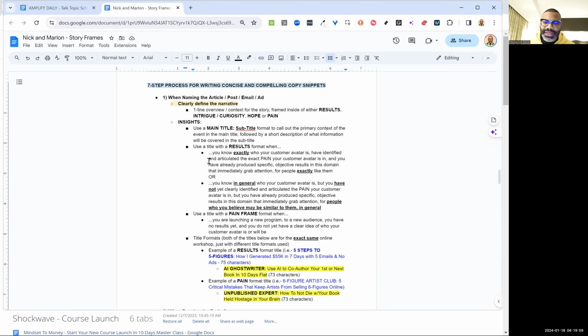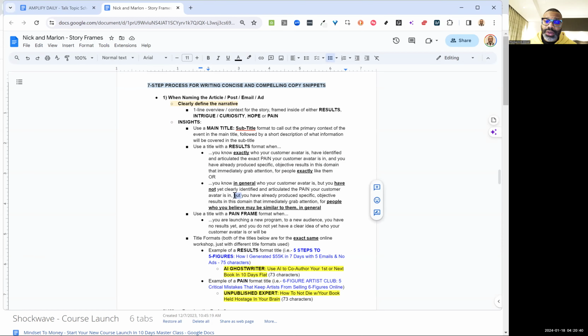And some of the insights that I've had about this step one is we want to use a main title and subtitle format to call out the primary context of the event in the main title, followed by a short description of what the information will be that's going to be covered in the subtitle. We want to use a title with a results format when we know exactly who the customer avatar is, we've identified and articulated the exact pain that customer avatar is in, and when we've already produced specific objective results in this domain that immediately grab attention for people exactly like them.